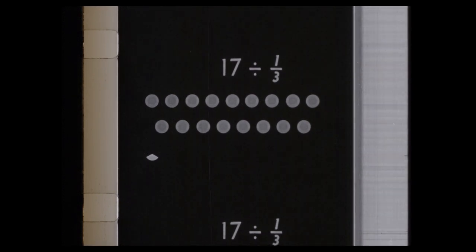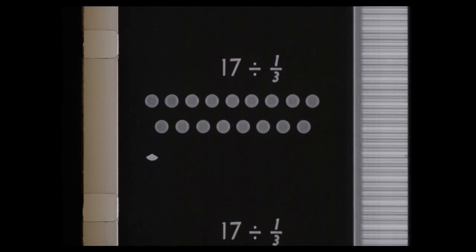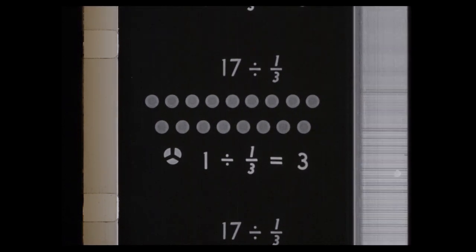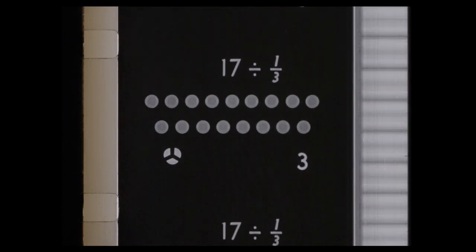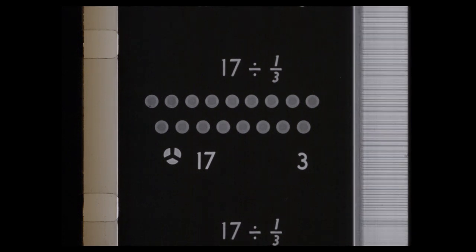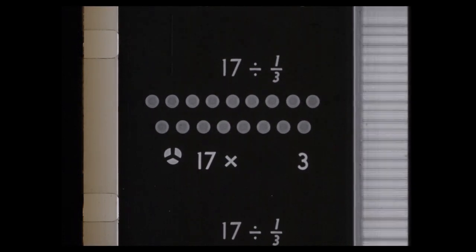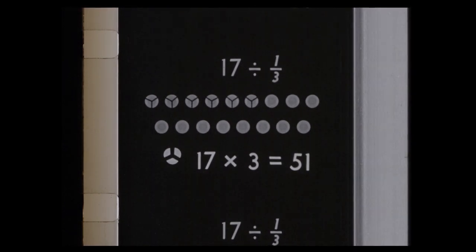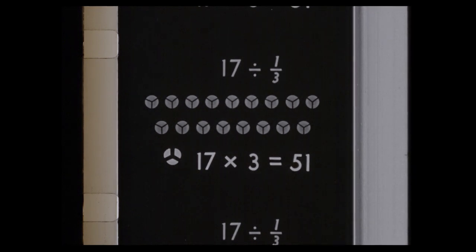But there's a shortcut. The easy way is to find out how many 1/3s there are in 1. There are 3 1/3s in 1. If 1 contains 3 1/3s, then 17 contains 17 times that many 1/3s. 17 times 3 equals 51. So we know that 1/3 is contained in 17 51 times.